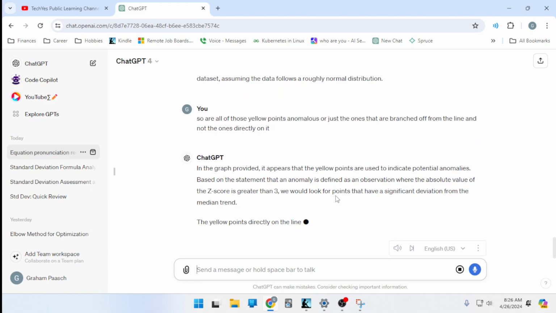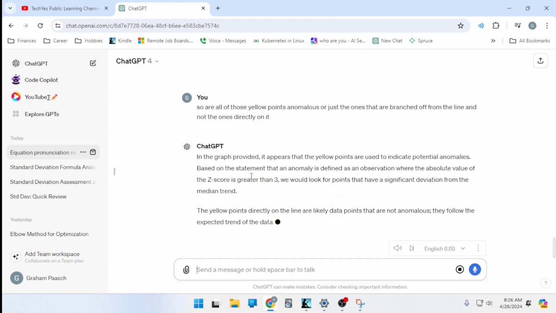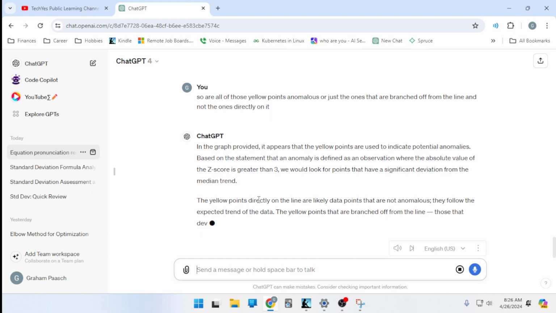In the graph provided, it appears that the yellow points are used to indicate potential anomalies. Based on the statement that an anomaly is defined as an observation where the absolute value of a z-score is greater than 3, we would look for points that have a significant deviation from the median trend. The yellow points directly on the line are likely not anomalous. They follow the expected trend of the data.